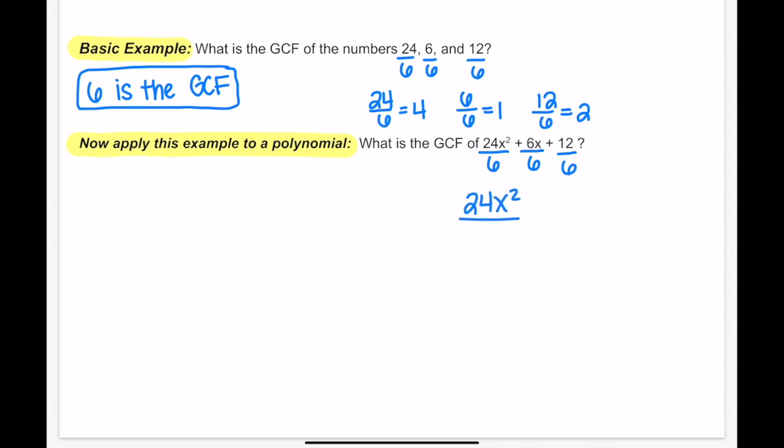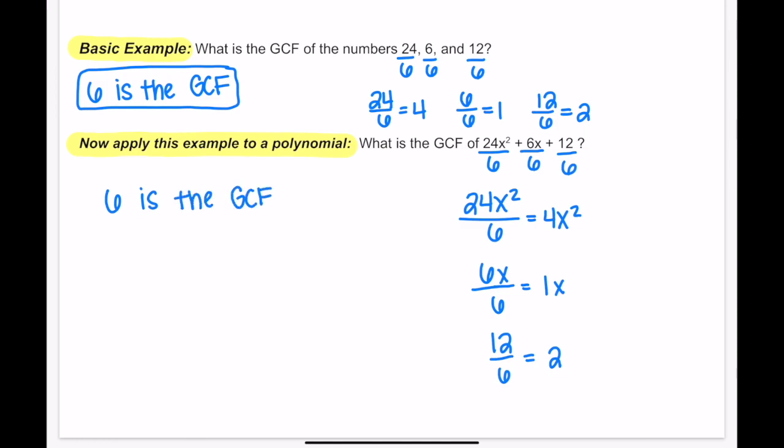So 24x squared divided by 6 would give us 4x squared. 6x divided by 6 would give us 1x. And 12 divided by 6 would give us 2. So, since all of those result in whole numbers, 6, again, is the GCF. So that's just the basic concept of how to find the GCF.